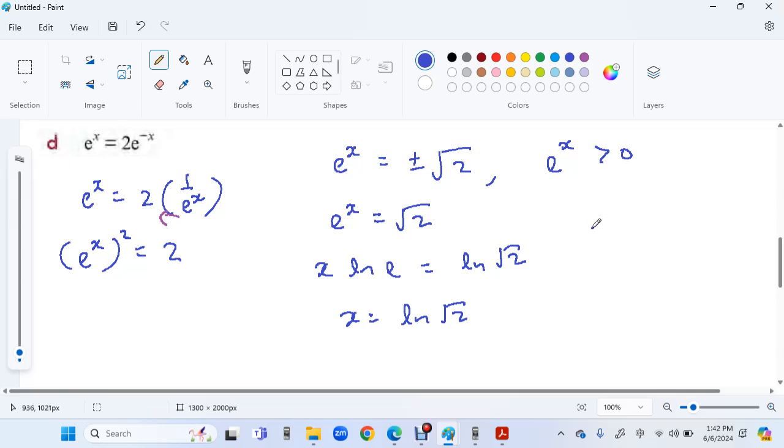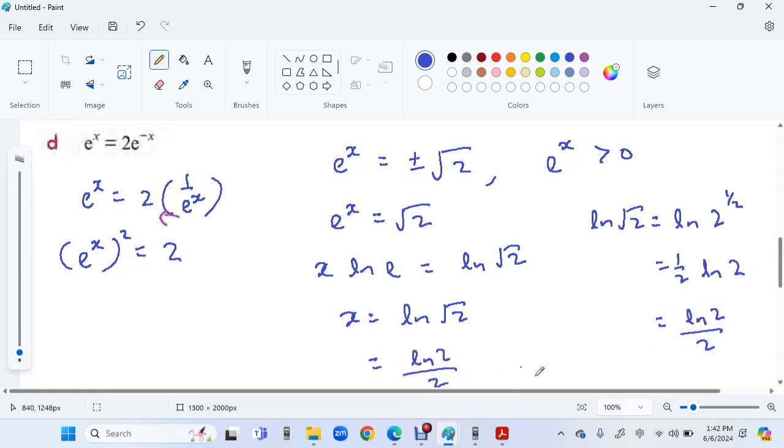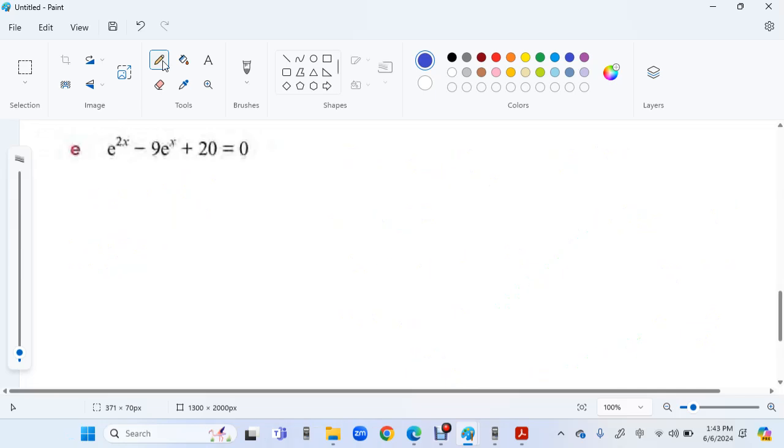But ln square root 2 is actually ln 2 to the power half. Then it will be half ln 2. Then it will be ln 2 over 2. So this is also ln 2 over 2. So ln 2 over 2 is the answer given in the workbook, course book.